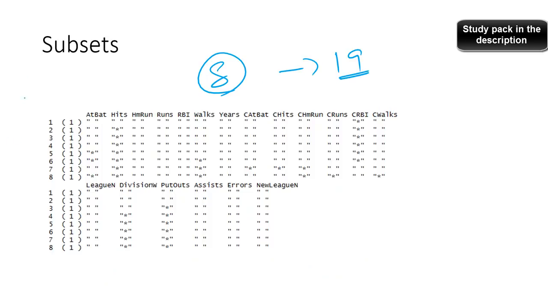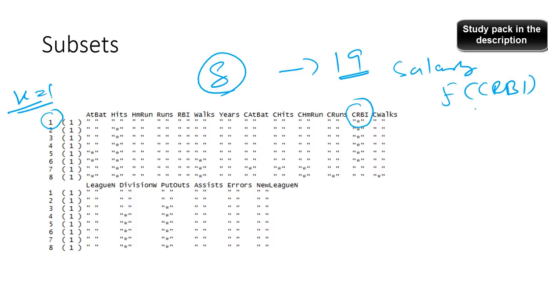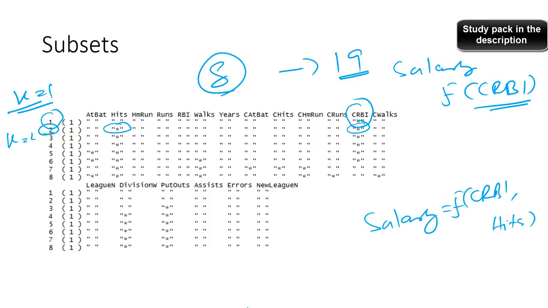So you can see when k equals 1, a one variable model, you will have 8 different models, with each one of these variables in place. Out of these 8, this gives the best model. So when k equals 1, you have the best model with CRBI. So salary is best predicted as a function of CRBI. That's one of the predictors or features. When you have two variable models, you have many models, right? When k equals 2, you can see a star over here, Hits, and then CRBI. So when you have a two variable model, the best prediction is given by a function of CRBI and then Hits.